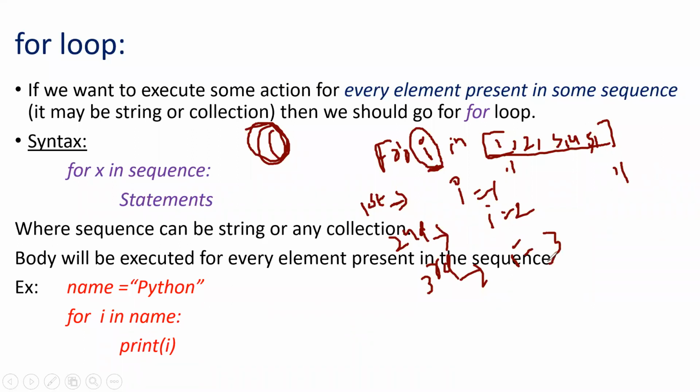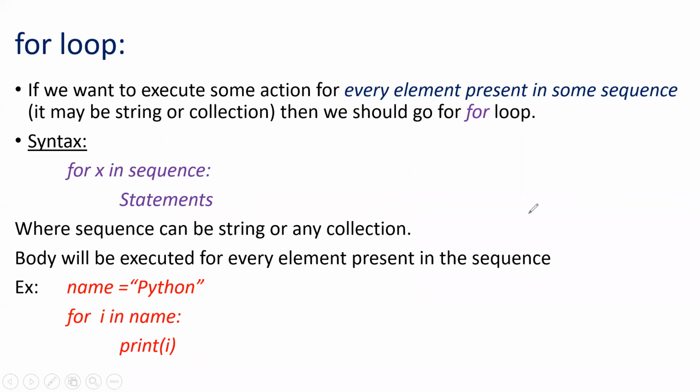So the conclusion here is that for every iteration, the values present in the sequence, whether it is a collection, string or range, are assigned sequentially: I equal to 1, I equal to 2, I equal to 3, I equal to 4. Next I'm going to take one more example.